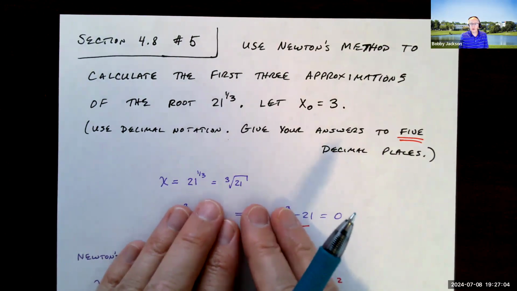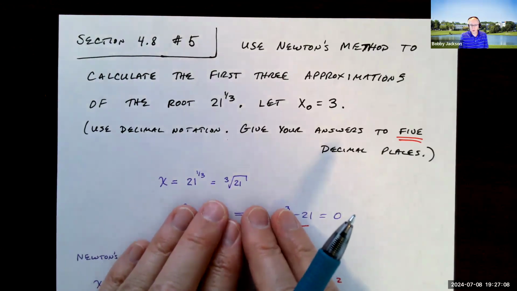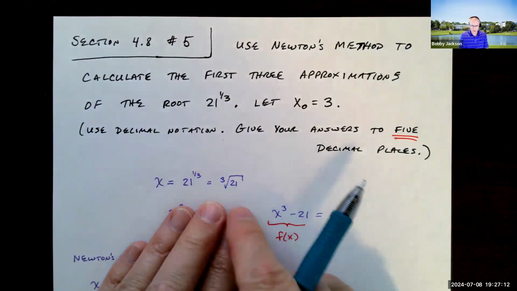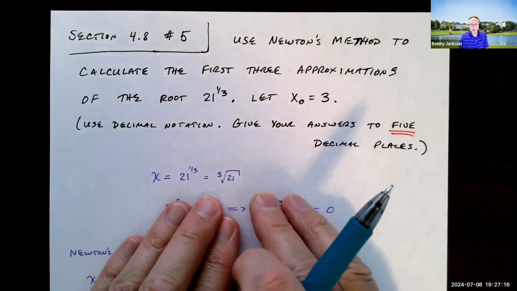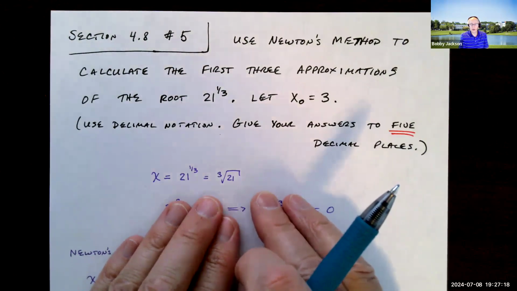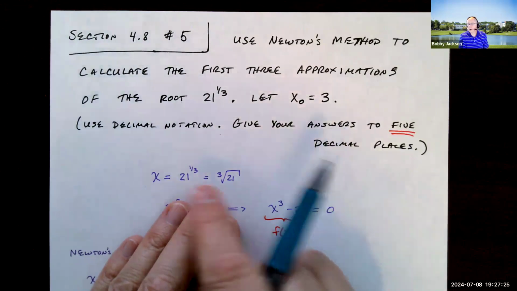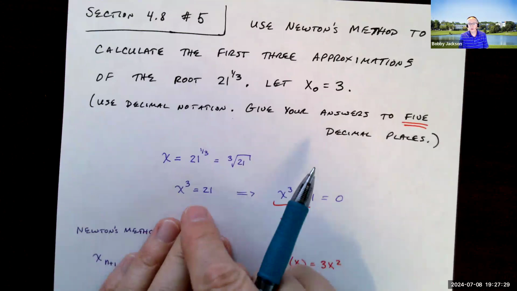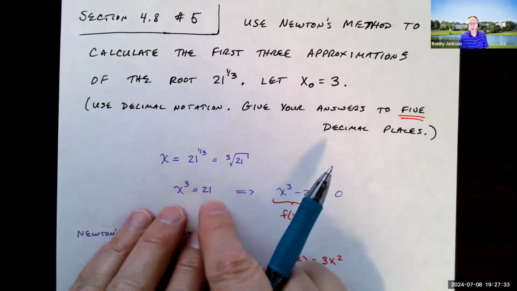Where do we have to get? Remember, Newton's method was finding the roots of a function, where the function is equal to 0. How do you get x equals the cube root of 21 to be an equation or a function in some way where we're finding the root of the function? Well, since x is the cube root of 21, I'm going to cube both sides of this equation. So I get x cubed equals 21. In other words, if x is the cube root of 21, that means x cubed is 21.